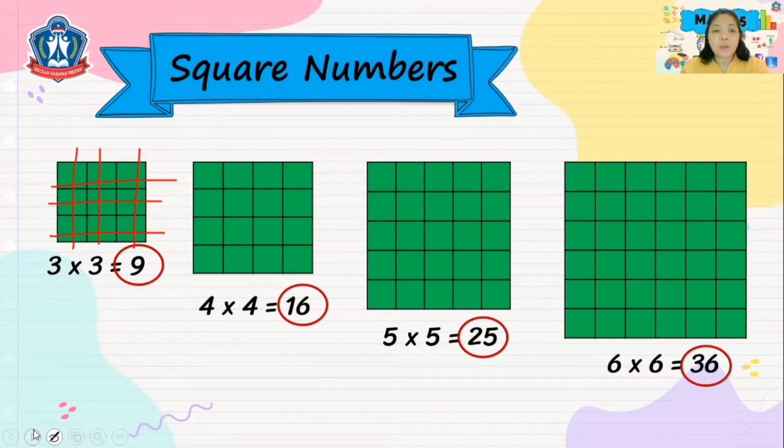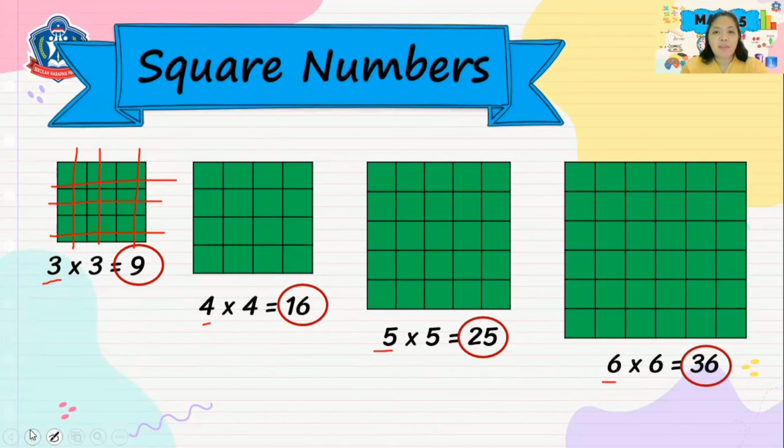So we can get the square numbers if we multiply a number by itself. If we multiply 3 by 3, that is 9. If we multiply 4 by 4, 16. 5 by 5 is 25. And 6 by 6 is 36. Okay, children, how about number 1? Is number 1 a square number?